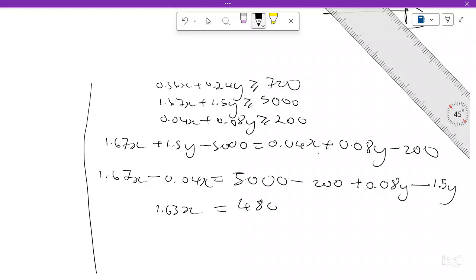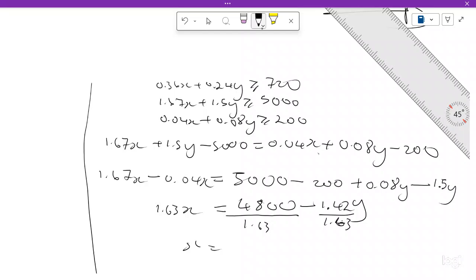Bring all the x's to one side. 0.36x minus 0.04x equals, okay, this one is going to be positive, so start with it for neatness, 720 minus 200, minus 0.24y plus 0.08y.